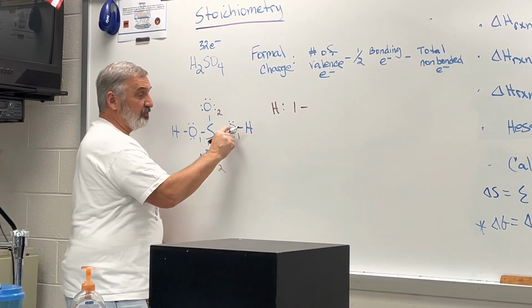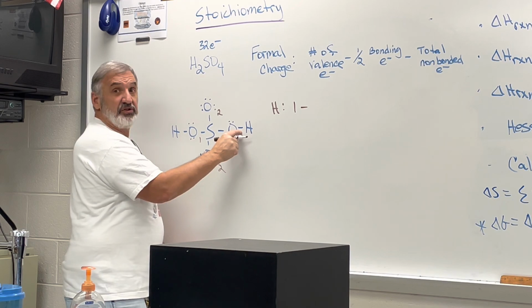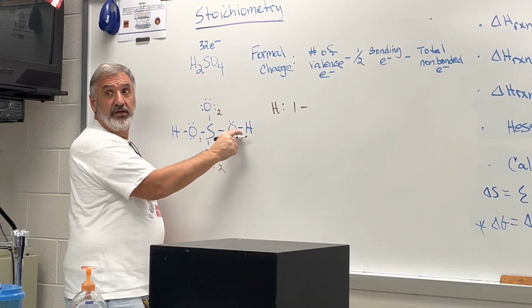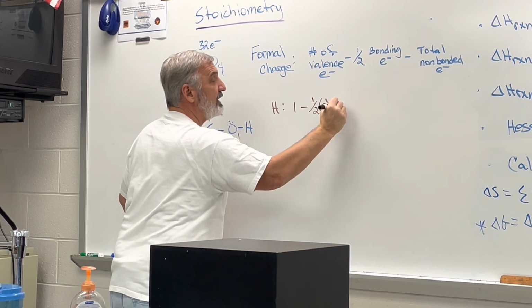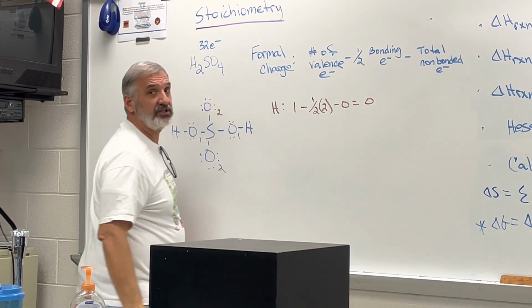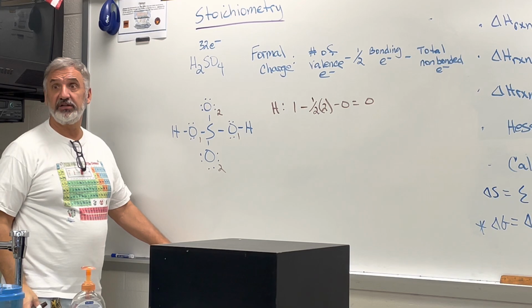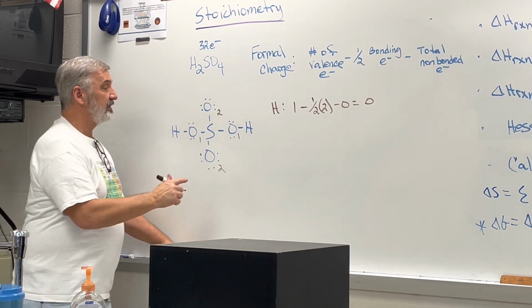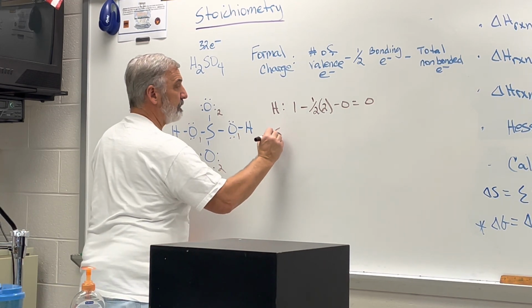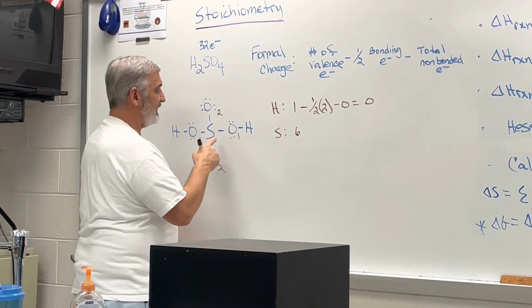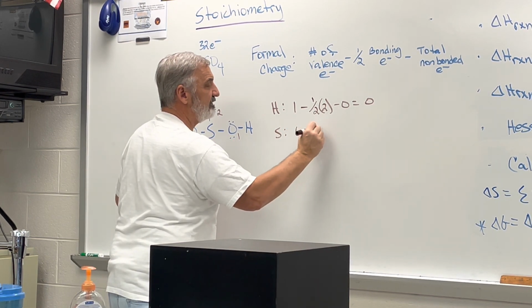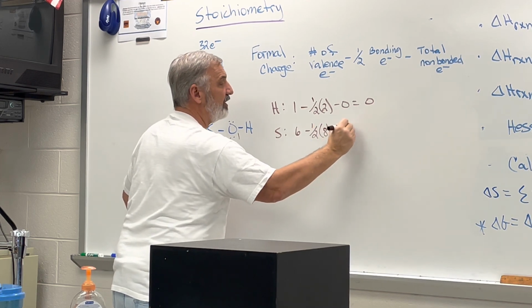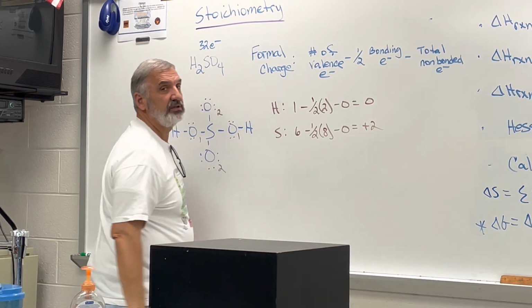Minus, we're just looking right here, this is two electrons, right? But hydrogen only gets credit for 1 of them, minus 1/2 of 2, minus 0, it's 0. That's good. We like formal charge to be 0. Okay? We look at sulfur. Sulfur has 6 valence electrons, minus 2, 4, 6, 8, minus 1/2 of 8, no lone pair on it, so it's plus 2. That's not so good.